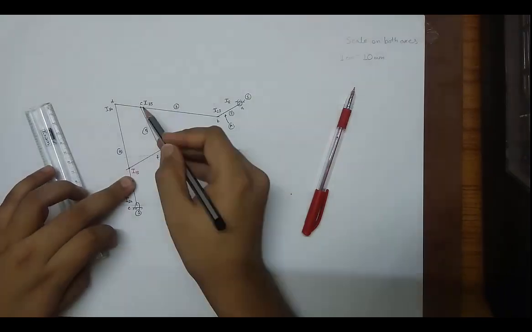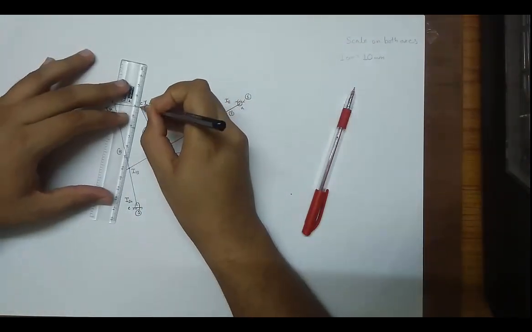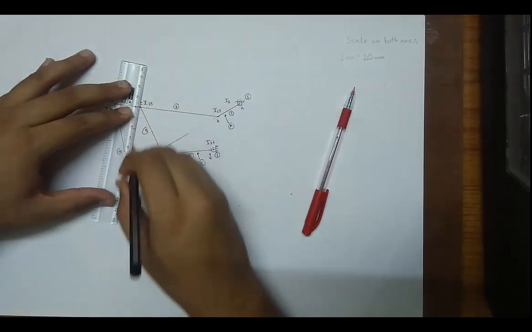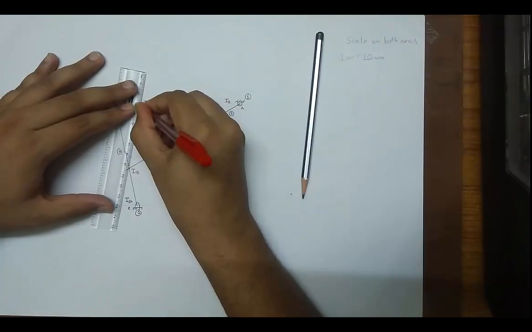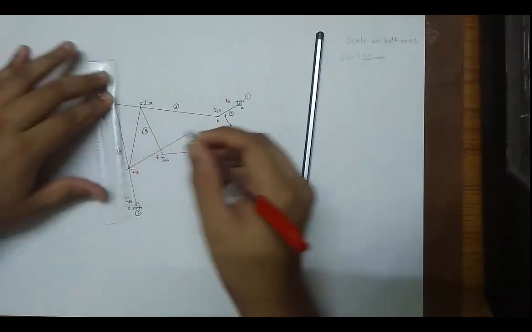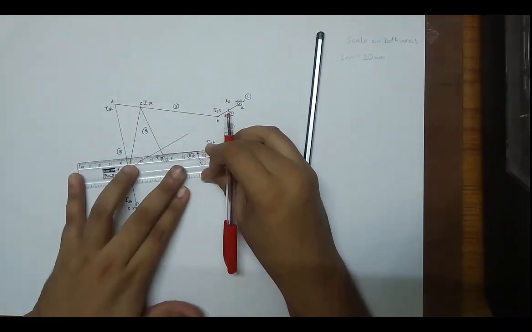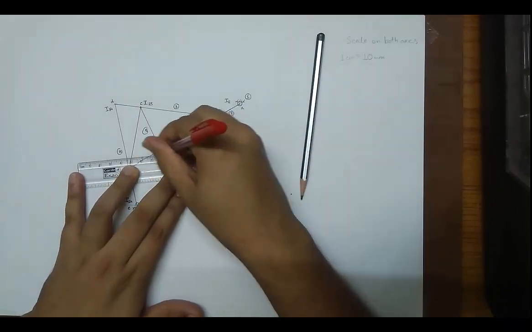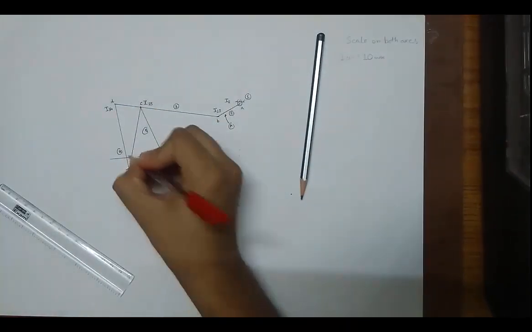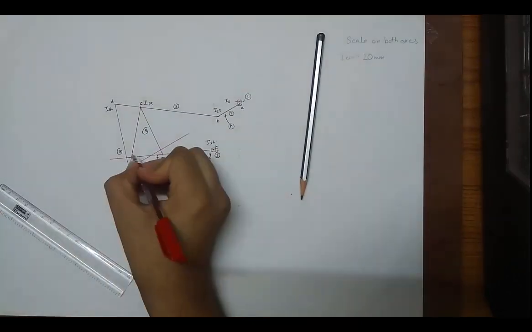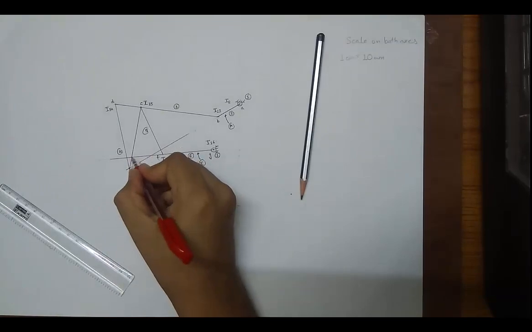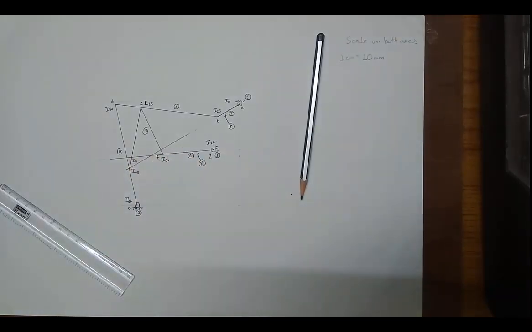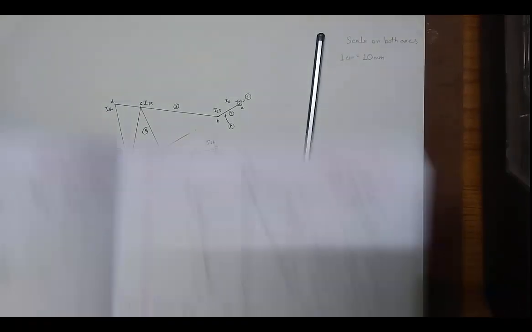Here is 1335. Okay, it is intersecting over here. I will do it with red pen. 1335 and 1656. It is intersecting over here. This becomes my I15. So I have found I15 and I13. All that was required has been drawn.